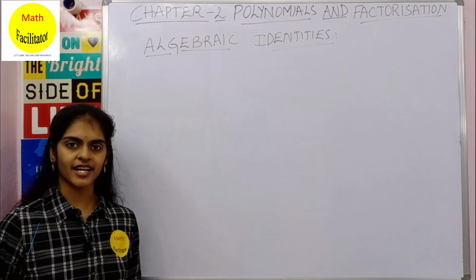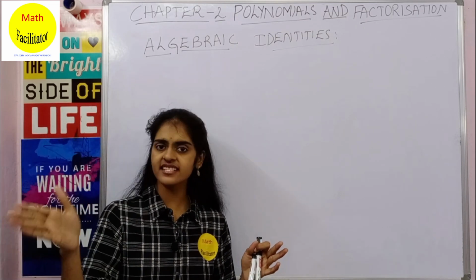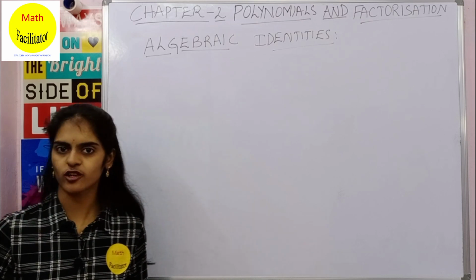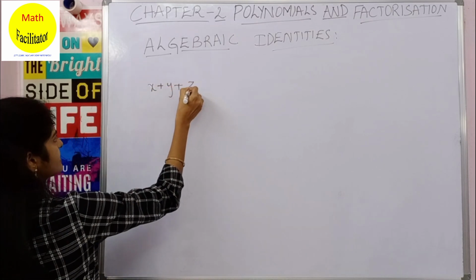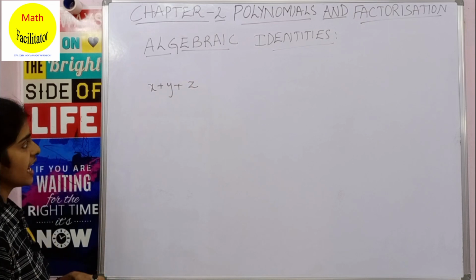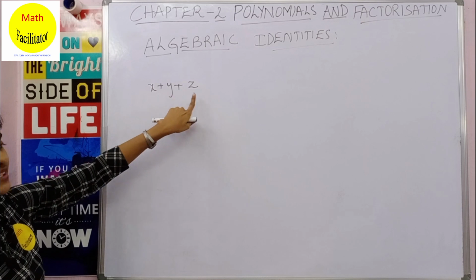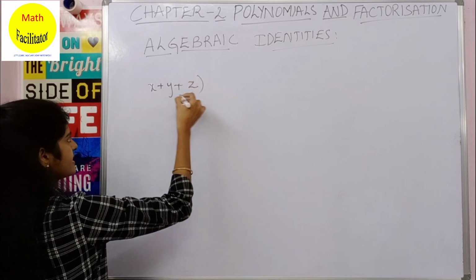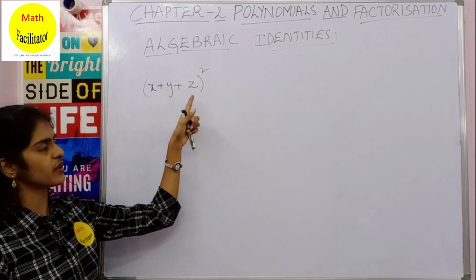So now what is a trinomial? You have learned that a polynomial which contains three terms is called a trinomial. Yes, so x plus y plus z. Is it a trinomial? Here you can see that this is a polynomial containing how many terms? 1, 2 and 3. Now what is the square of this polynomial? What is the square of x plus y plus z?